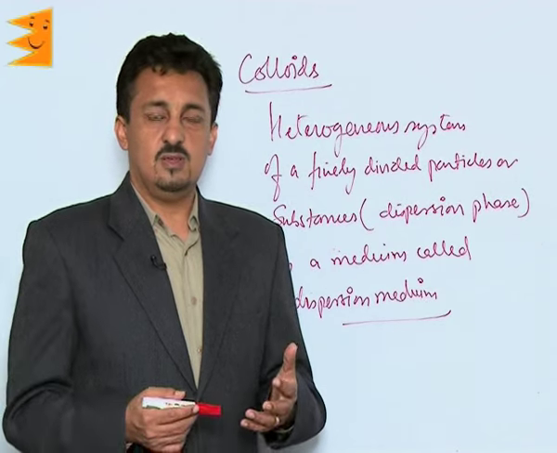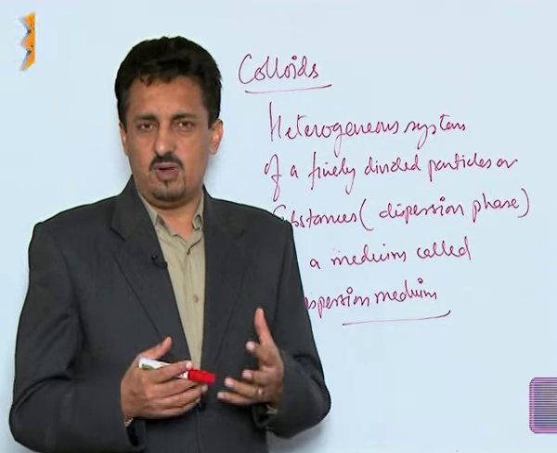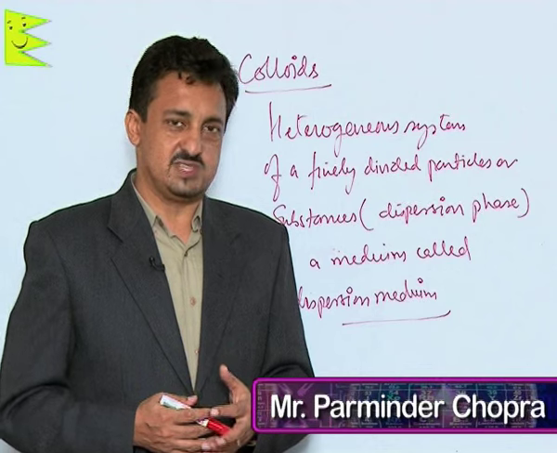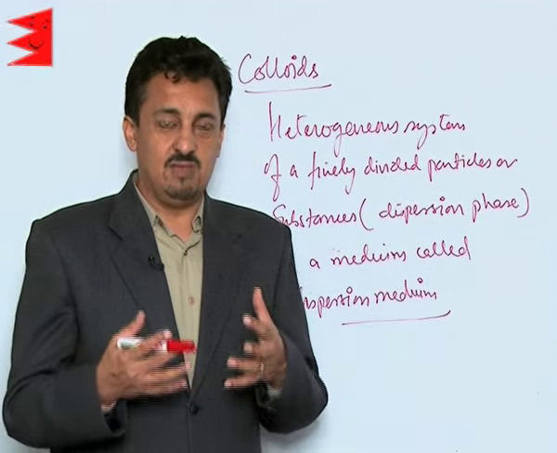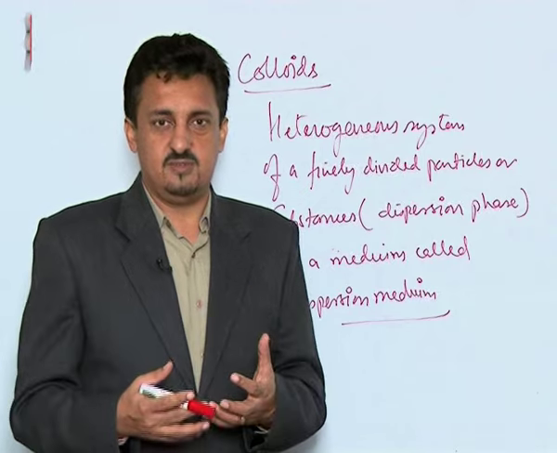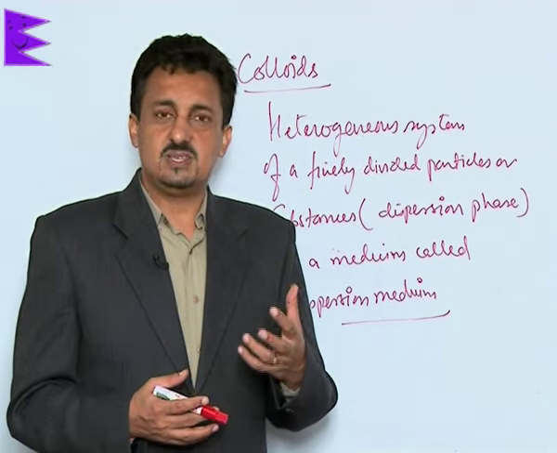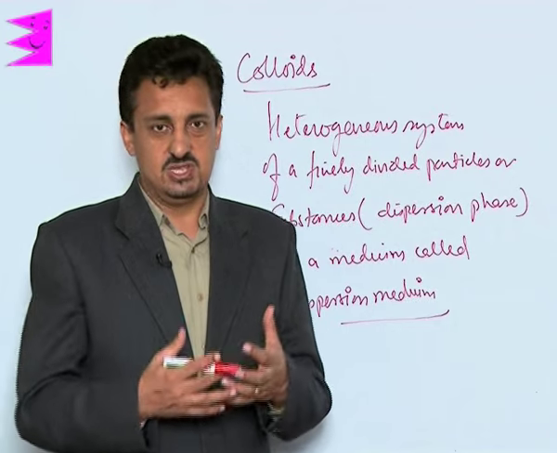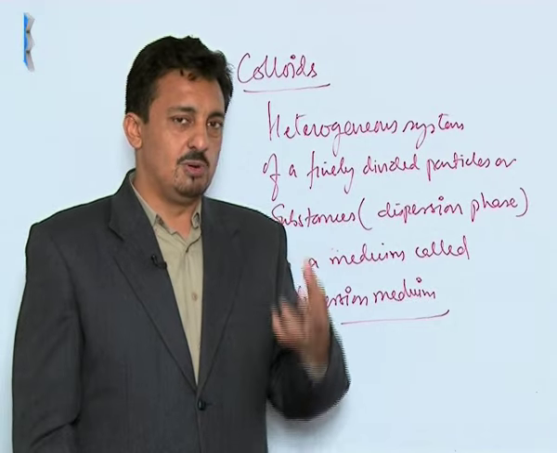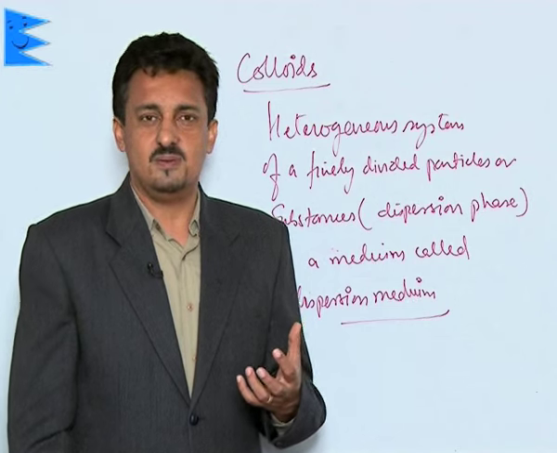Colloids. Colloids basically are one of the most important topics in surface chemistry. From the junior level, we have been knowing that mixtures are of three types. The first is when the mixture of two substances is completely homogeneous in nature. When the mixture is homogeneous, we call it a true solution.